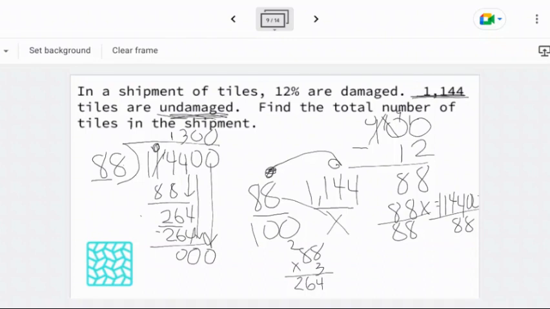So if we look at this, 88% of them are undamaged. That's a pretty high percent. If we look at our number, 1,144 out of, we just found, 1,300, that's a pretty close number to our 1,300. So our answer seems reasonable that that was the total number of tiles.